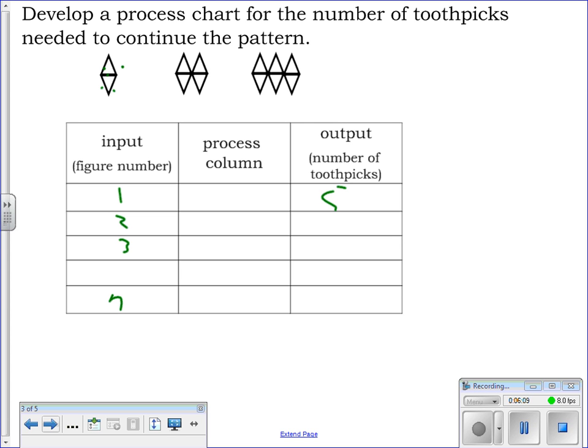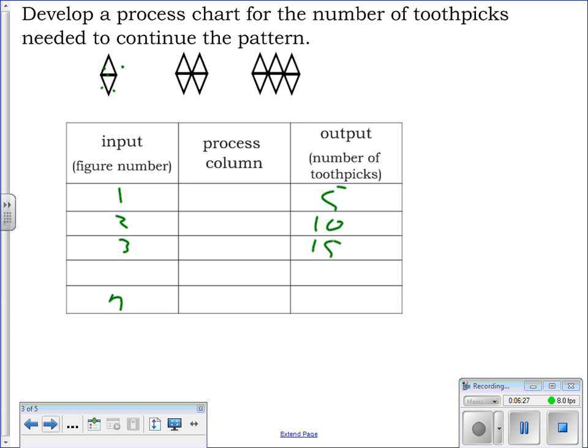Okay. How many are in the next one? How many do I have? 10. Oh, this is too easy. How many do I have in the next one? 15. Okay. Once again, I want to look for a pattern here, ignoring the figures, in just the numbers.